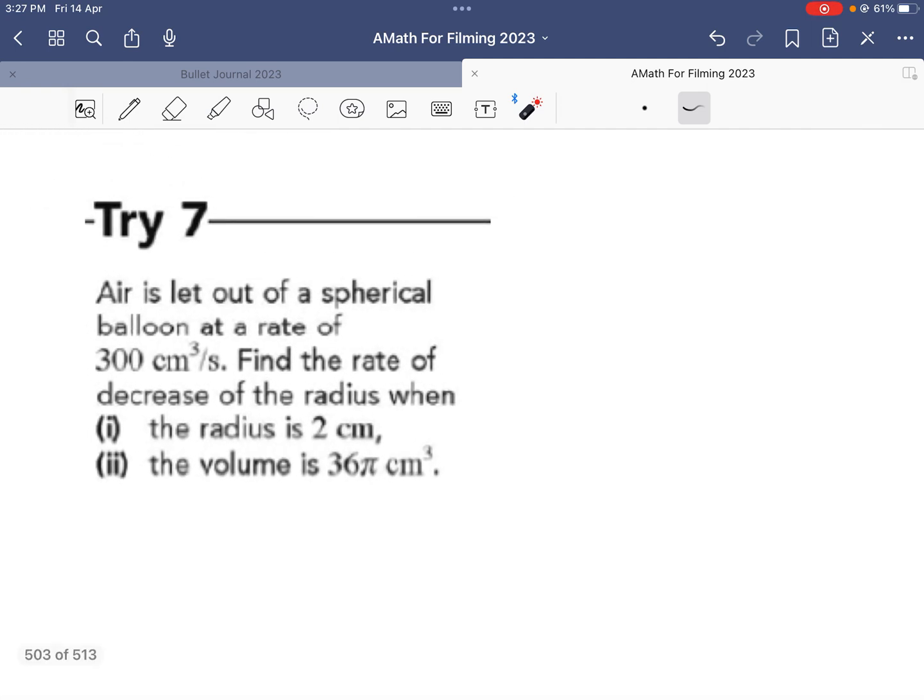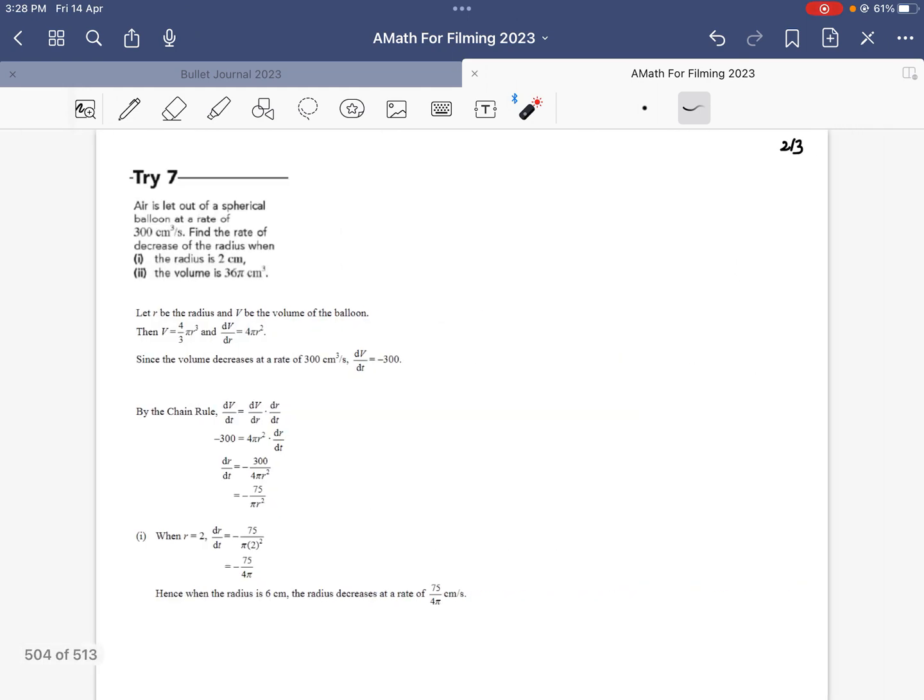Okay, please pause the video now and attempt to do try 7. This can be found on page 38 of your textbook volume B, and when you're done you can unpause the video and I will carry on to give the example in 3, 2, 1.